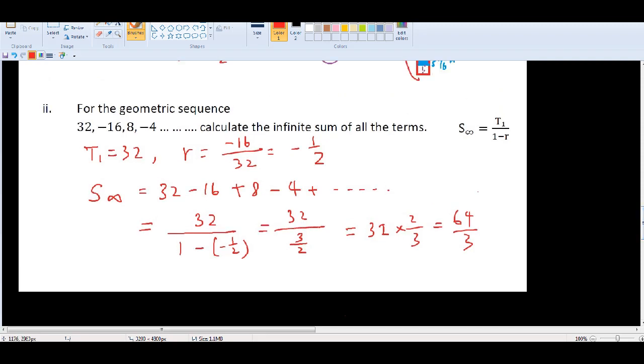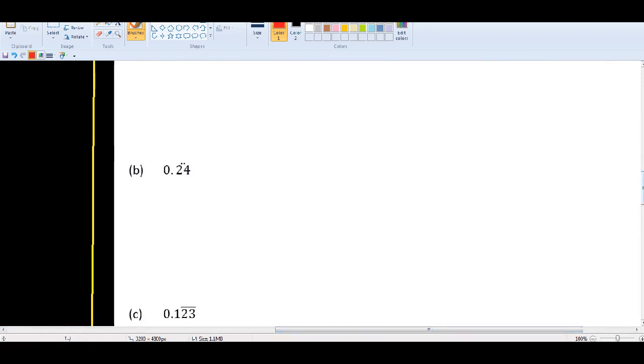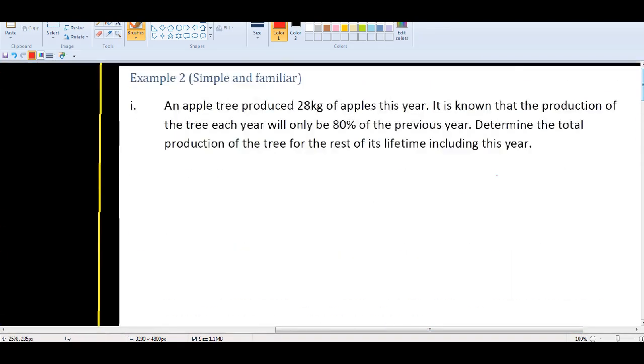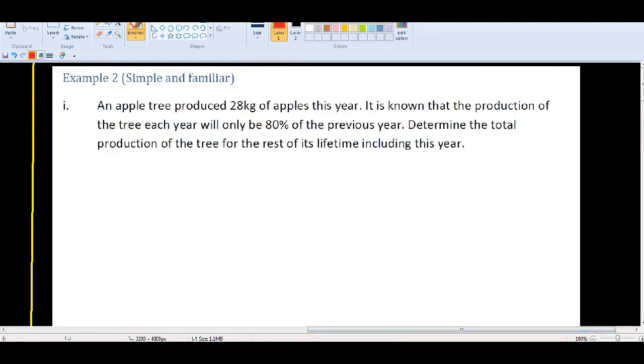Of course, you need to check whether that r is between -1 and 1. It is actually. Okay, so that's the first example. Let's move to the second example. It's still a simple, familiar one, but for this one I think you need to read the question.